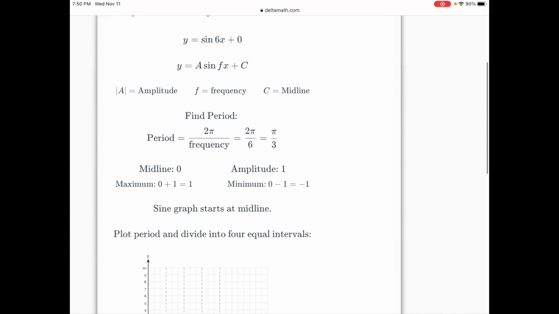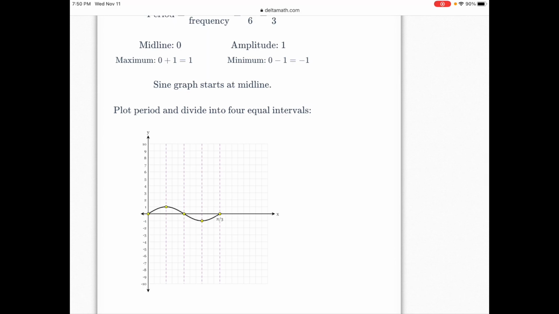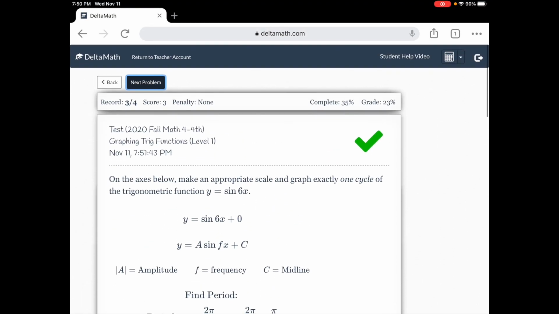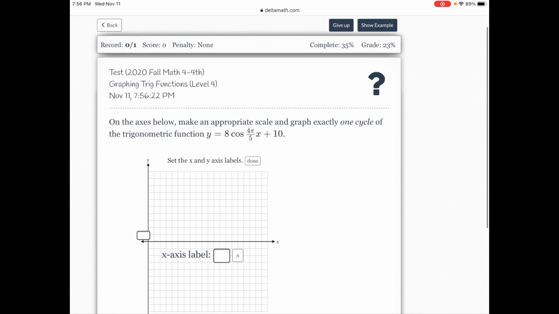Okay, and then of course it gives you a lot of information here about your amplitude going up to a maximum 1, going down to a minimum 1. And you can see the dashed lines that show that they've sectioned them off. So I'm actually going to just skip right over to a level 4.